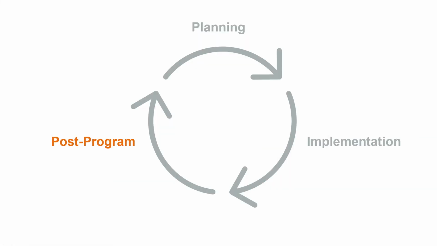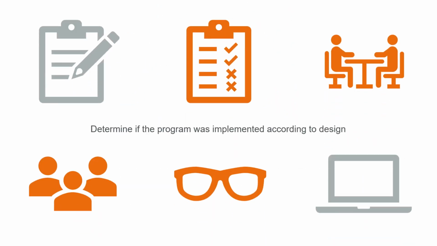And finally, we have post-program. Following the program, something we may want to do is a more thorough look at whether the program was implemented according to its design. We can do this through a number of data collection methods, including surveys, interviews, focus groups, and observation. We will also want to measure progress toward our program indicators, which we can do through surveys, interviews and focus groups, and electronic data harvesting. For example, monitoring social media mentions of the program.